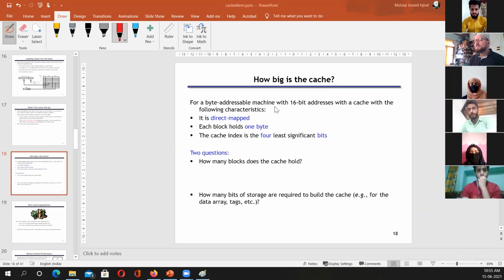So this was byte addressable, with a 16-bit address. It was direct mapped because we have this indexing and all, okay? And we had only one byte in a block. We have only one block. So the question is, how many blocks does the cache hold? Because now cache memory technology has advanced. We can have a cheaper cache and a bigger cache, so we can afford to have more cache. So in this scenario, it is not a good idea to have only one block of cache.